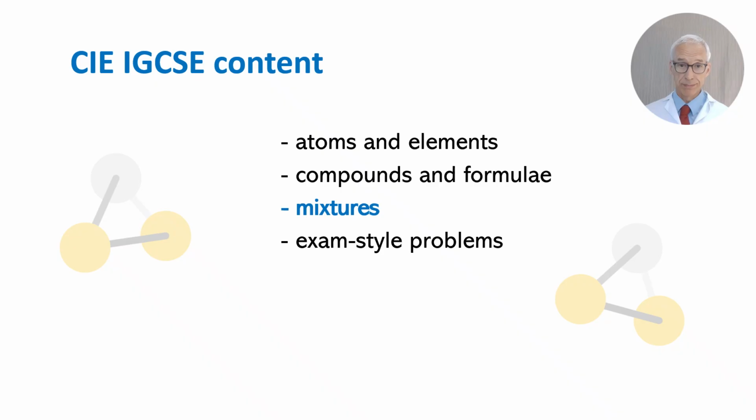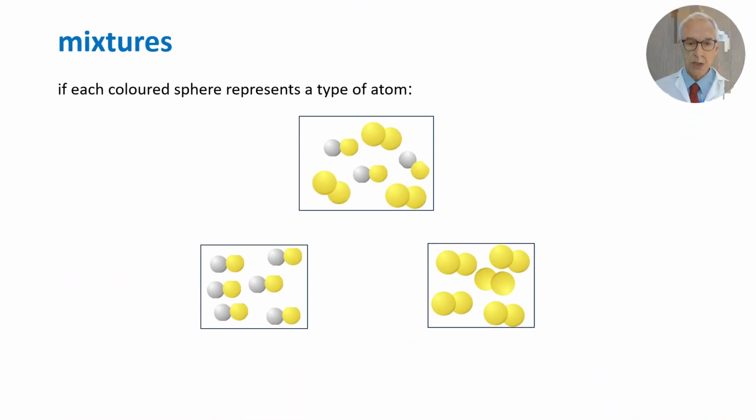Mixtures. So let's talk about mixtures. If each coloured sphere represents a particular type of atom, we can see here we've got 1 type of atom. They're combined, but there's 1 type of atom. Here we've got a combination of more than 1 type of atom.